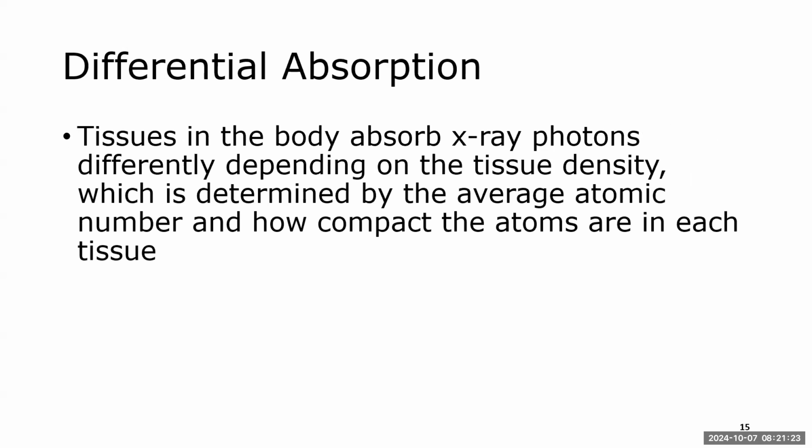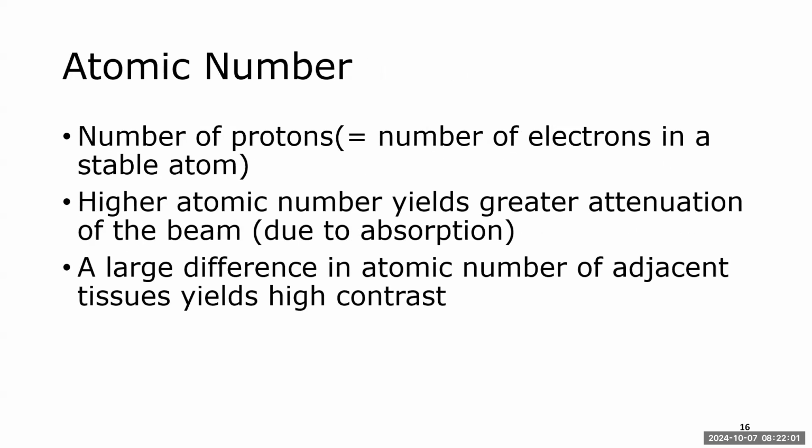Here's one more. They all go together. They're all like a part of the same concept. Differential absorption is quite simply exactly what is in the word. It means that tissues in the body absorb radiation differently, and that is determined by the average atomic number, how compact the atoms are in the tissue, that's the tissue density, and how thick the part is. Okay, so tissues in the body absorb photons differently. That is what differential absorption means.